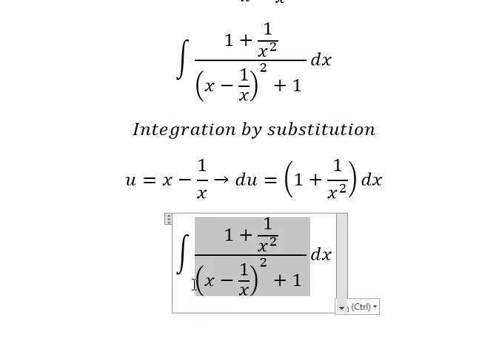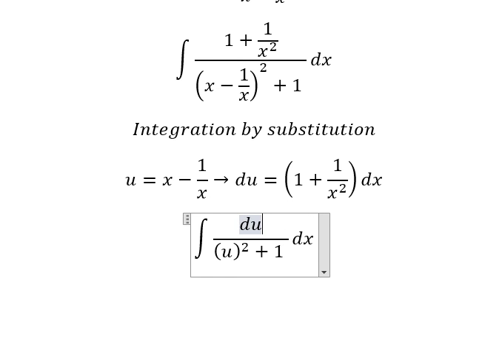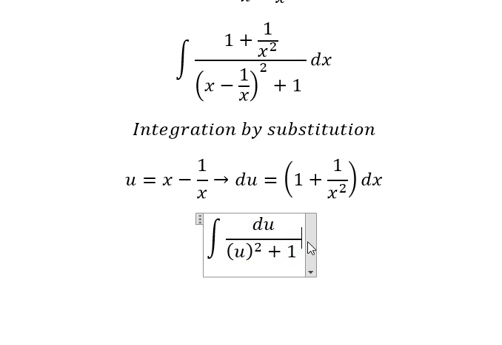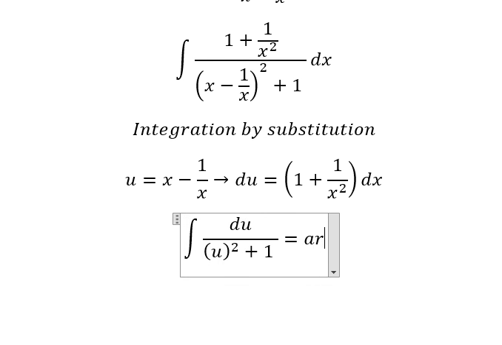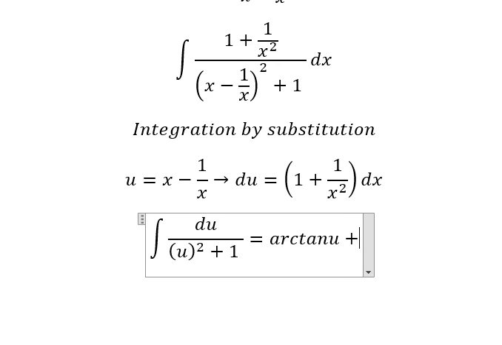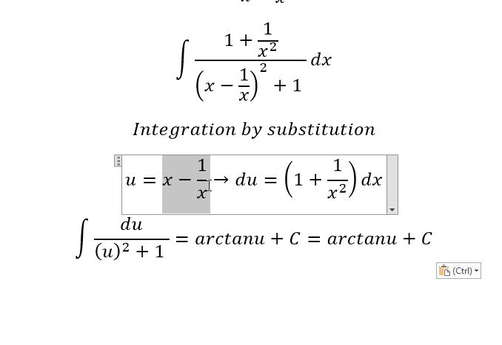This one we change by u. This one with the s we change by the u. The integration of this one we have tan of u, and I will put c. About u, that is about this one.